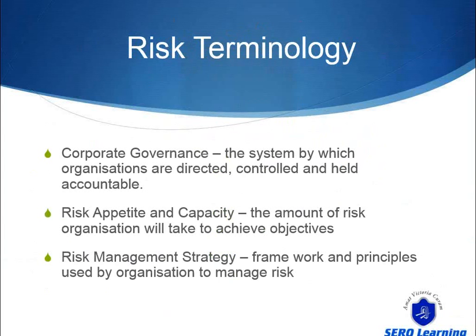When we talk about risk appetite and capacity, we're talking about the amount of risk the organisation will take to achieve its objectives. Now, the appetite and capacity will vary from company to company. A small organisation, one-man bands, less than 5 employees, or maybe $100 million a year, will have a different attitude to risk to a multinational organisation with vast resources and deep pockets.